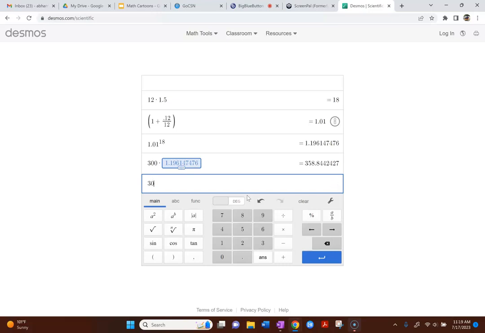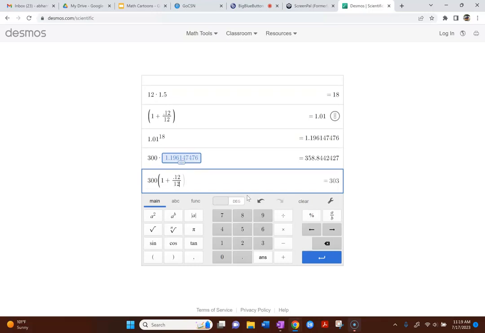So if you put in 300 times (1 plus 0.12 divided by 12) to the power of 12 times 1.5, with all of this in parentheses, and guess what? It'll do it for you in the order that it should. So that's the nice thing about that.